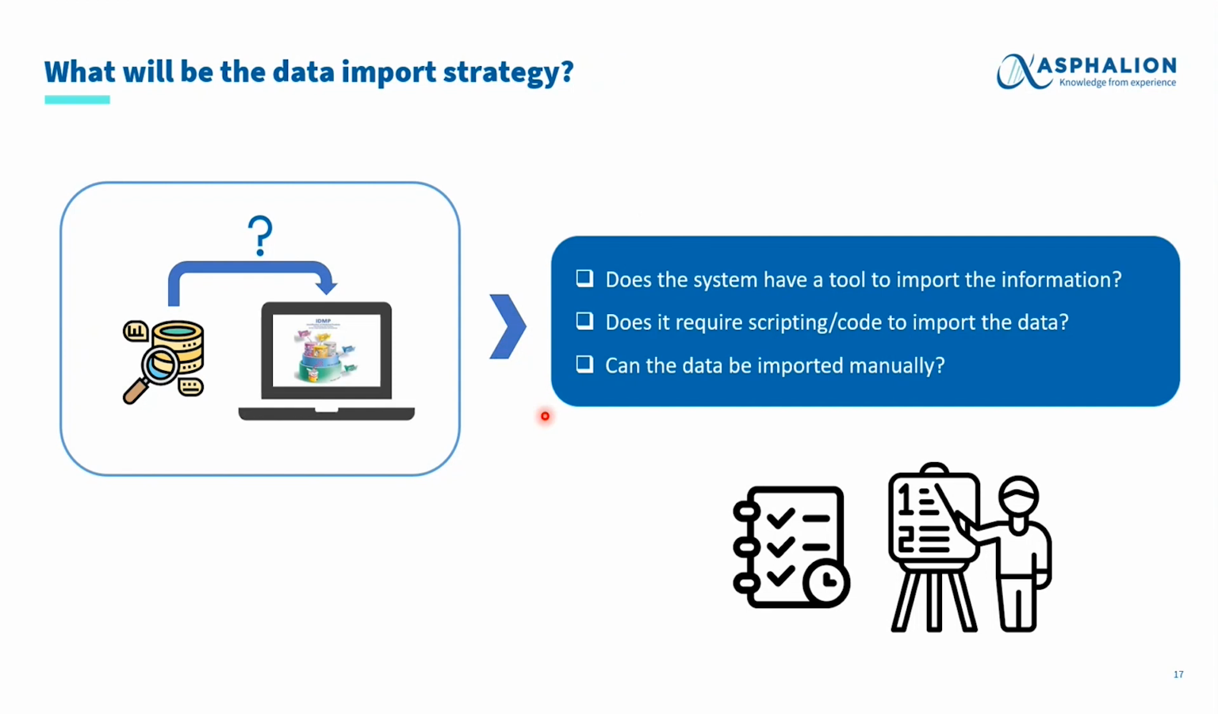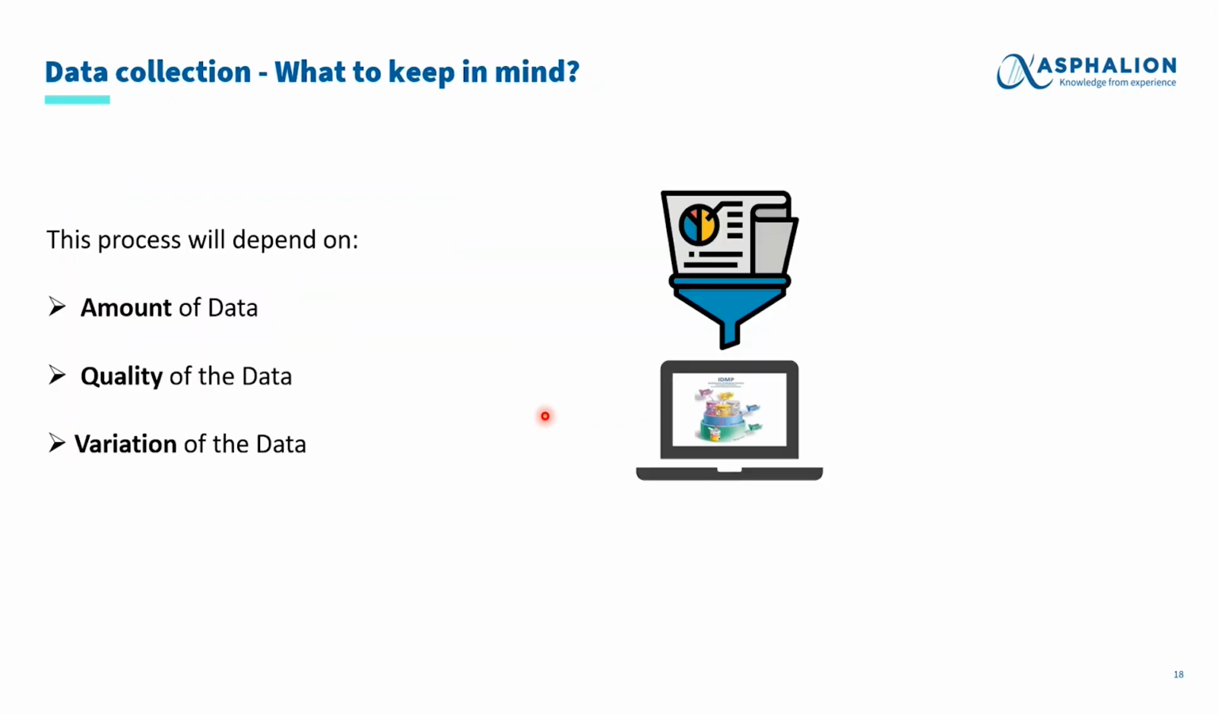Now that we know how we will move our data, let's start with how we will organize our data, how we will collect it, how we will put it into our system. First of all, let me tell you that this process will depend on the amount of data and the quality of data. For the quality of data, it's important that each company internally does this exercise of evaluating if their data is trustworthy and has enough quality.